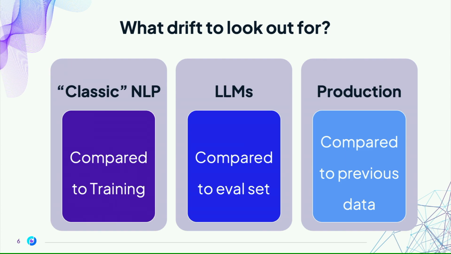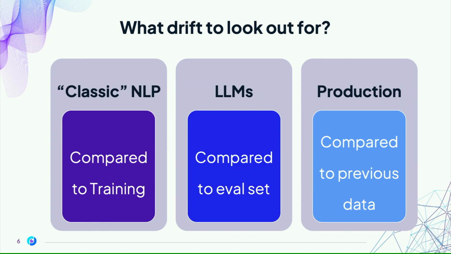We usually want to compare the distribution of our production data, the data on which we are inferring right now, to our training distribution. Because if the distribution of our new data is very different from our training data, then it's reasonable to assume that our model won't do so well on the new data.